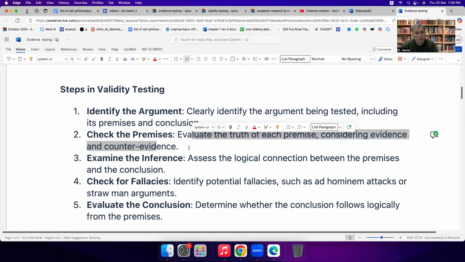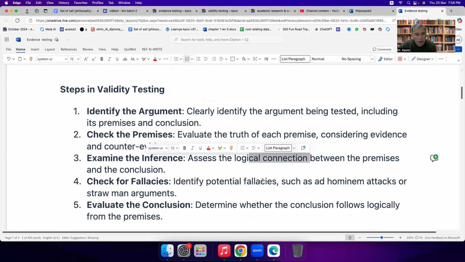Then examine the inference or decision made. Assess the logical connection between the premise and the conclusion. We will have logical checks later. For example, all humans are mortal. Socrates is a human, therefore Socrates is mortal. So there's a connection like that.